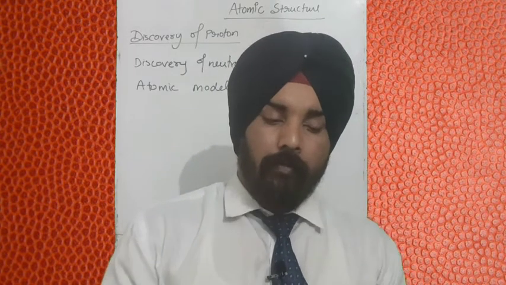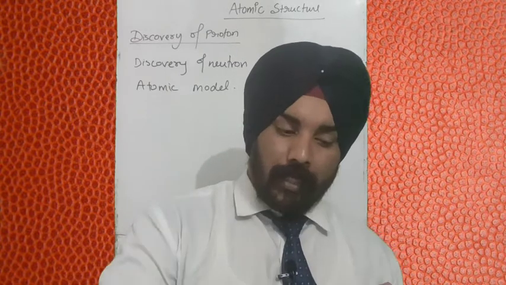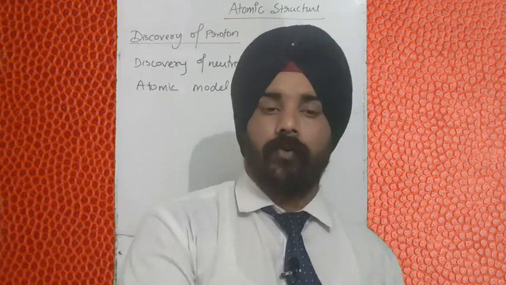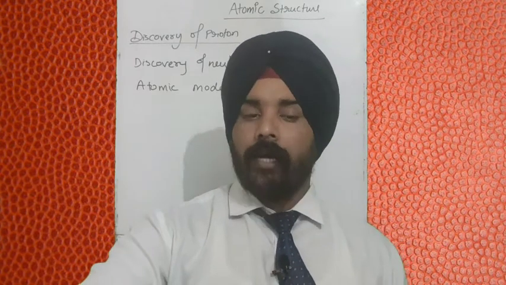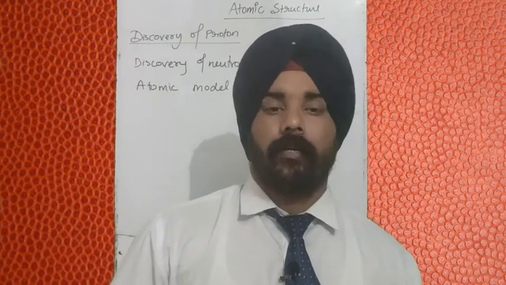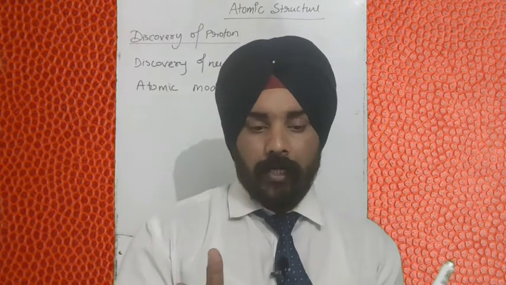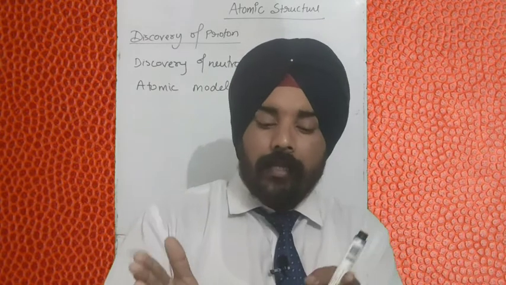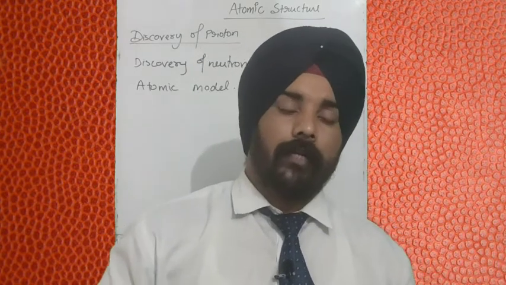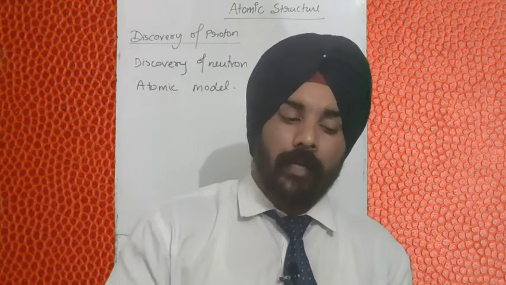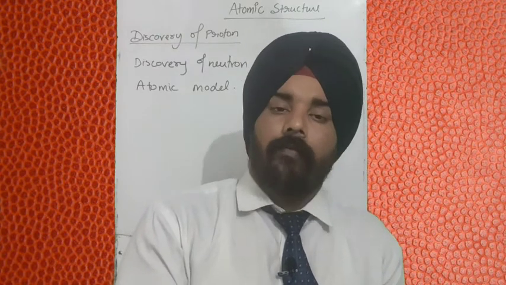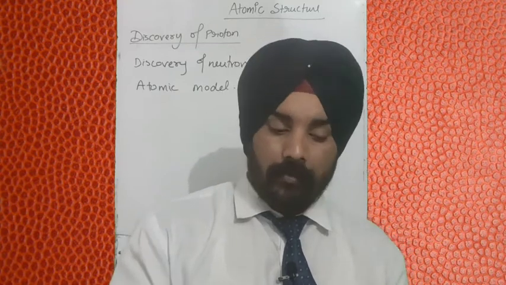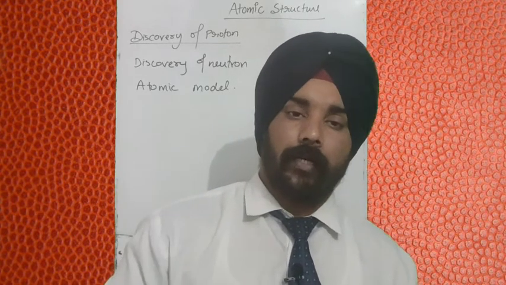Okay, when he applied an electric field, these rays which were coming from the anode side toward the cathode side deflected toward the negative plate of the electric field. The electric field was applied by the positive and negative plate, and they were deflecting toward the negative plate, which meant that these rays consisted of positively charged particles. That is why they were deflecting toward the negative plate.